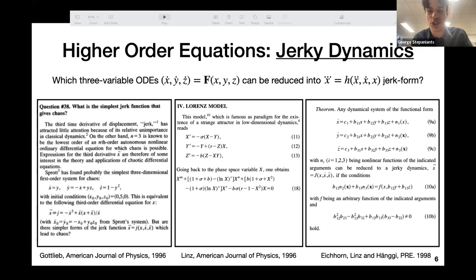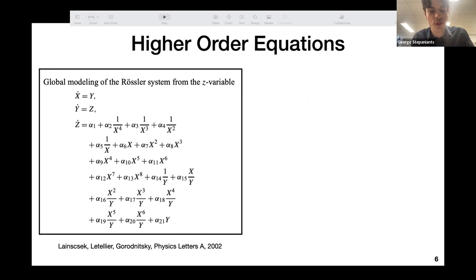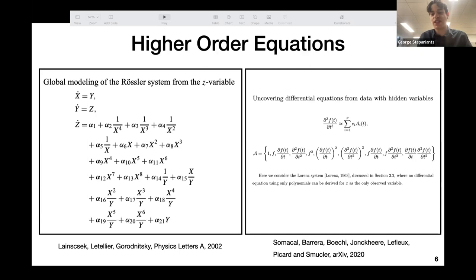Then in the 2000s, people started using this idea to try to learn the dynamics of a single variable of a multivariate system by trying to learn its higher order form equations. So here, for example, they were trying to understand what the higher order form for the dynamics is of the Z variable of the Rossler attractor. And similarly, there was a paper that tried to do this exact same thing to predict the X variable of the Lorenz attractor.